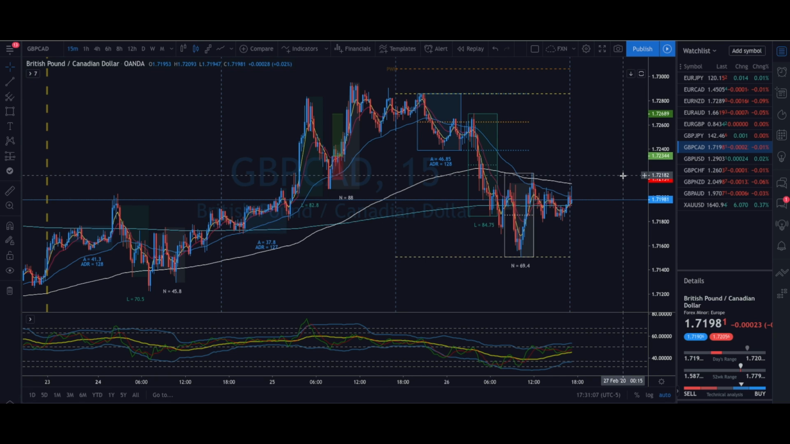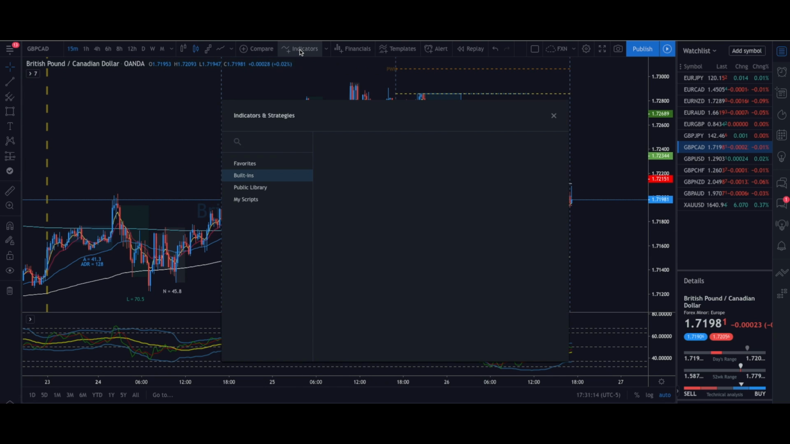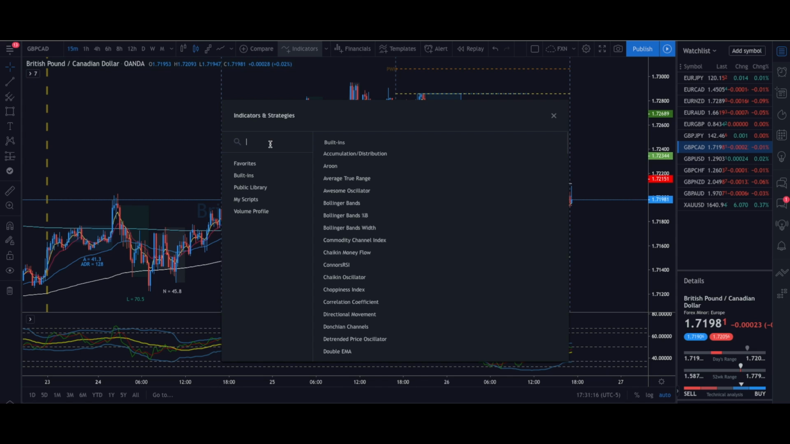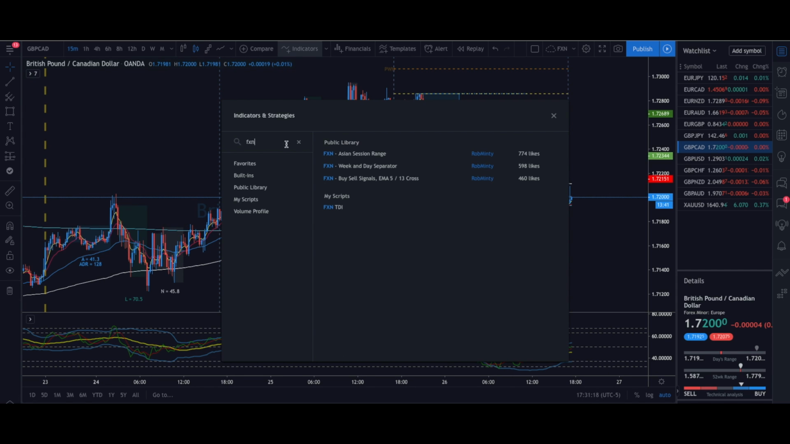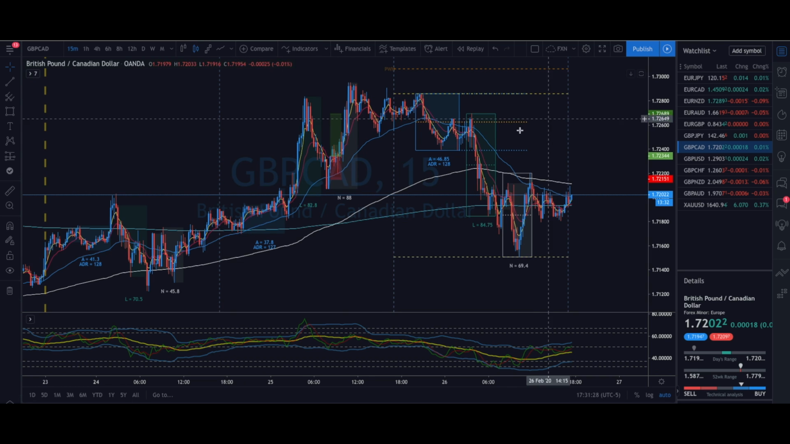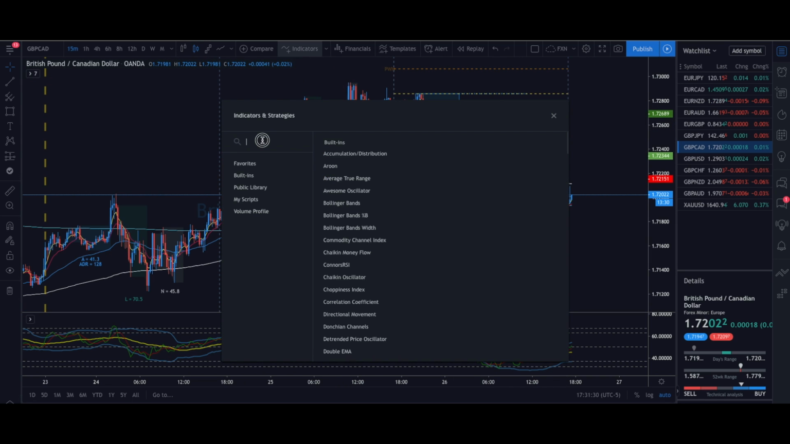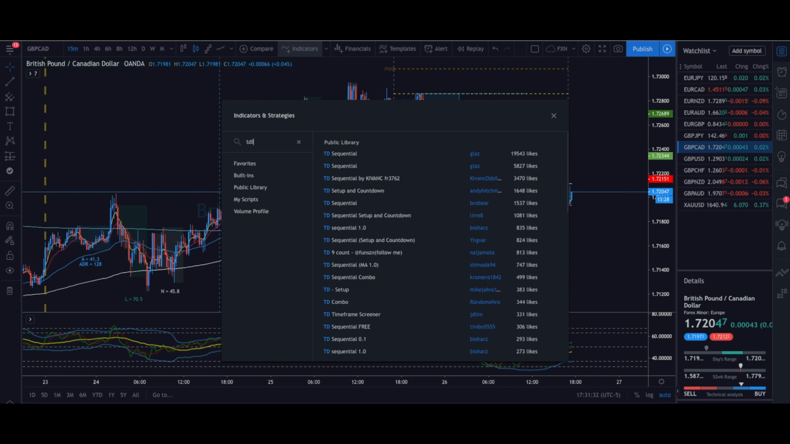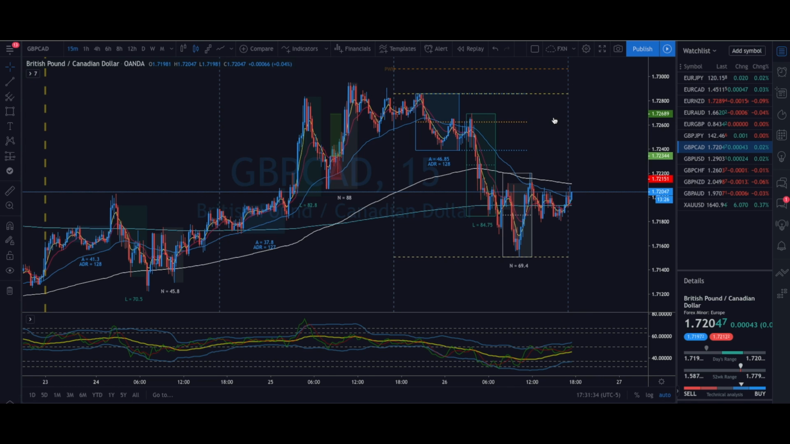Number one question is, where do we get the indicators that I have? Pretty simple. On TradingView, you just go to indicators and search FXN, and these are our indicators here. You can download basically these three indicators. If you want to use TDI, just type in TDI and you have a whole bunch of them there. That's how you get the indicators that are currently on my chart.